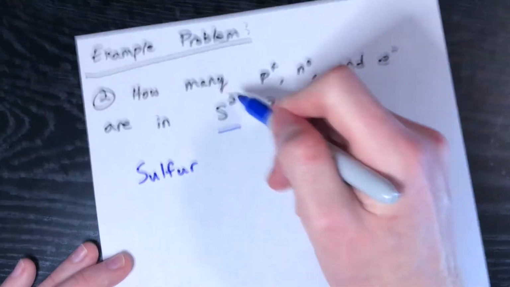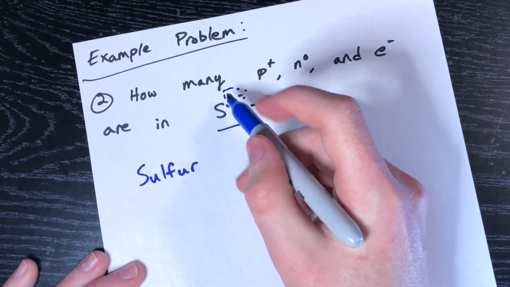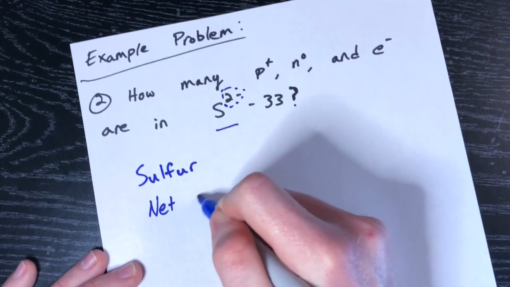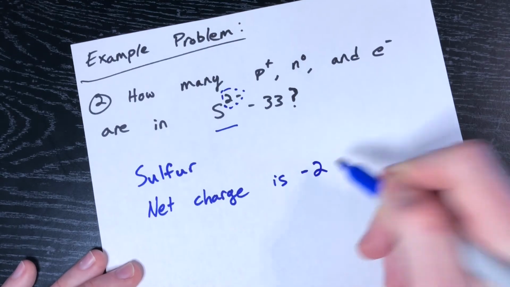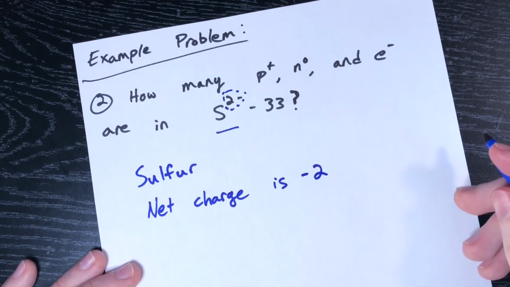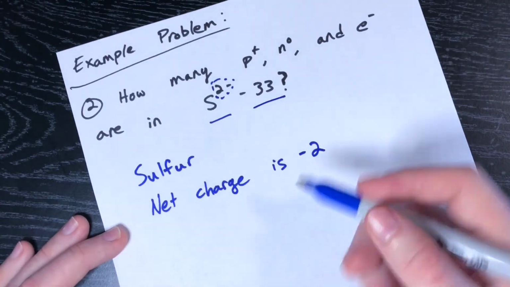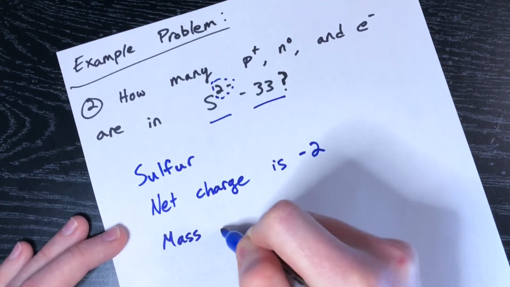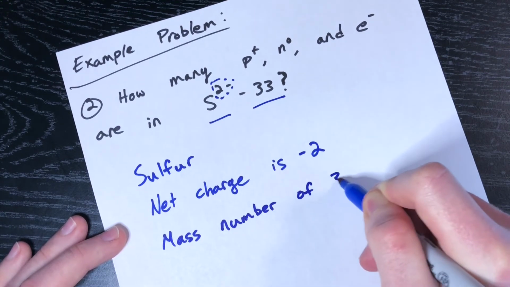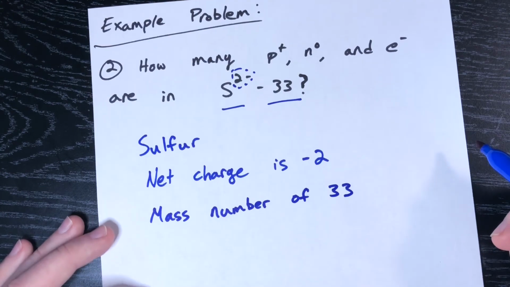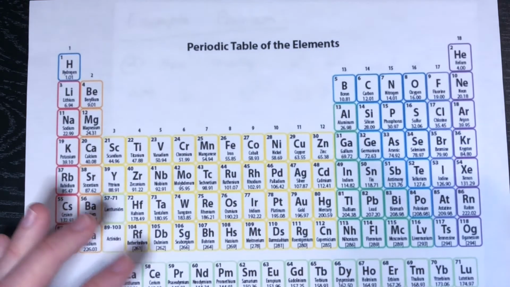The next weird thing is this 2- superscript. What the superscript is telling us here is that we have a net charge, and the net charge is -2. So we'll have to think about how we're going to end up with a net charge of -2. And the last thing to point out is the mass number. Now, the mass number in this case is 33, and if we recall, that is the sum of the neutrons and the protons. So, using our periodic table, we find sulfur.